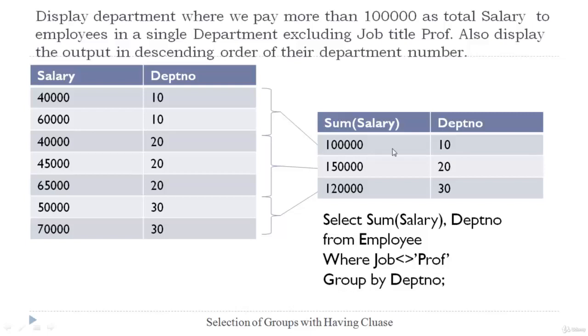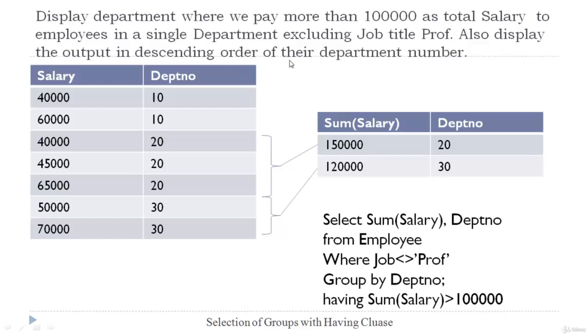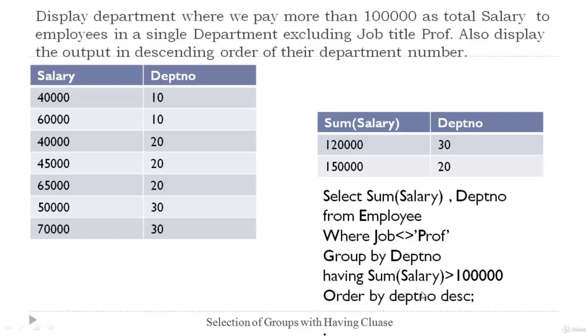But here we have to select only those groups where the total salary is more than 1 lakh. So we have to discard this group. In order to discard this group, we have to use the having clause. Then finally, we have to arrange the records in descending order of their department number. And to perform this operation, the order by clause has been added to arrange the records in descending order based on their department number. So this is the query to perform this operation.